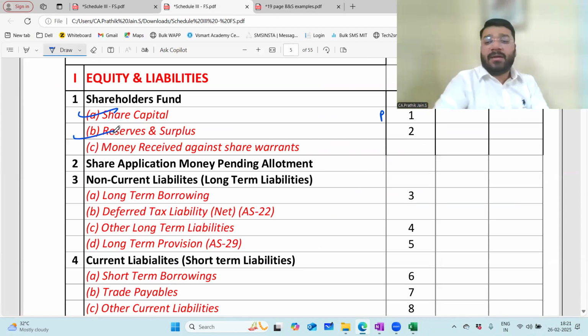Once we come back from the break, we have to now discuss the concept of share warrant. And then today itself, we'll discuss the difference between current and non-current liability. That is the target. Let's hope for the best.